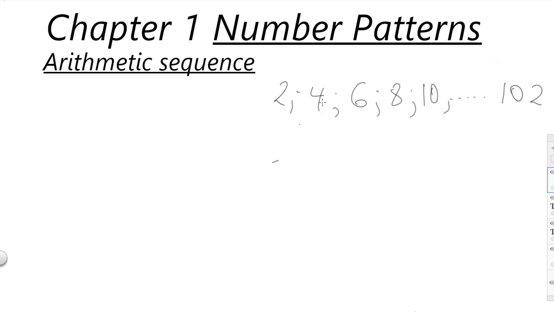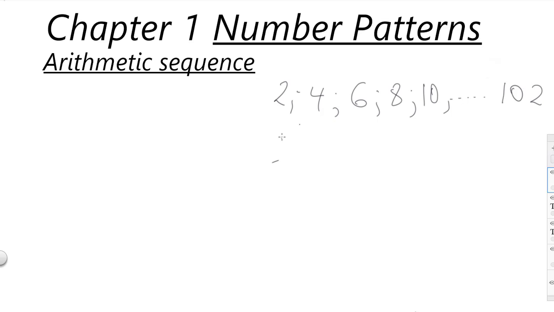So when you look at 2 plus 2, we can find 4. And 4 plus 2, we can find 6. And 6 plus 2, we can find 8. So when you see the numbers have an order, that is called a sequence. When you see they have the common difference, this is what you call a number pattern.